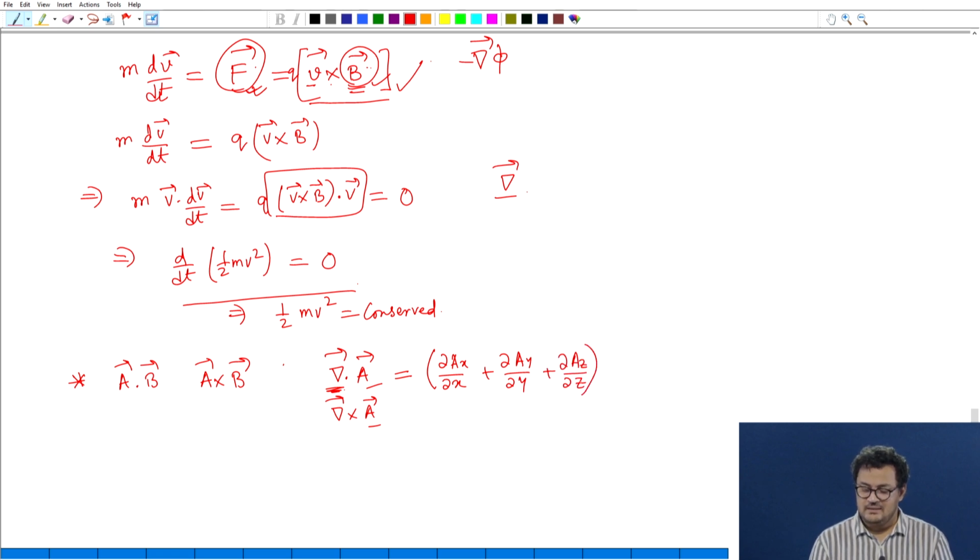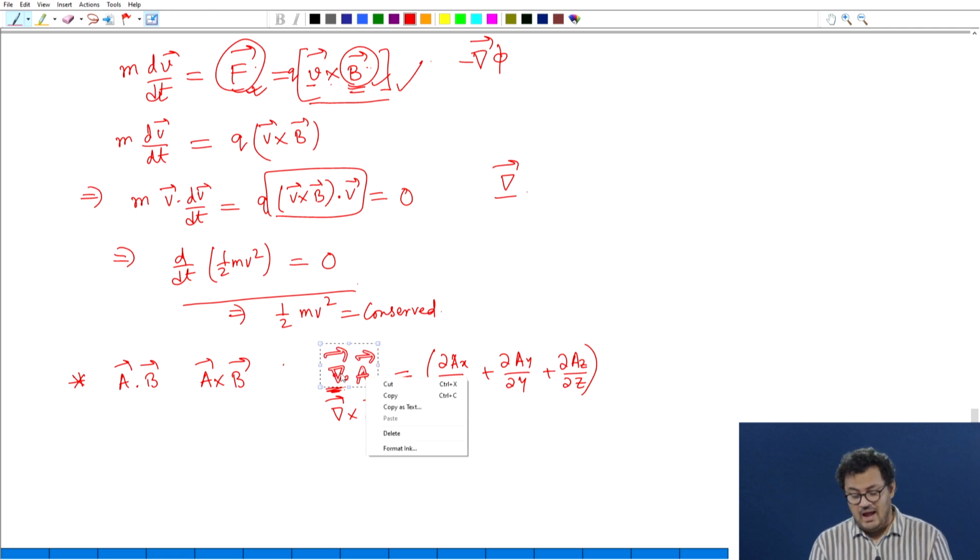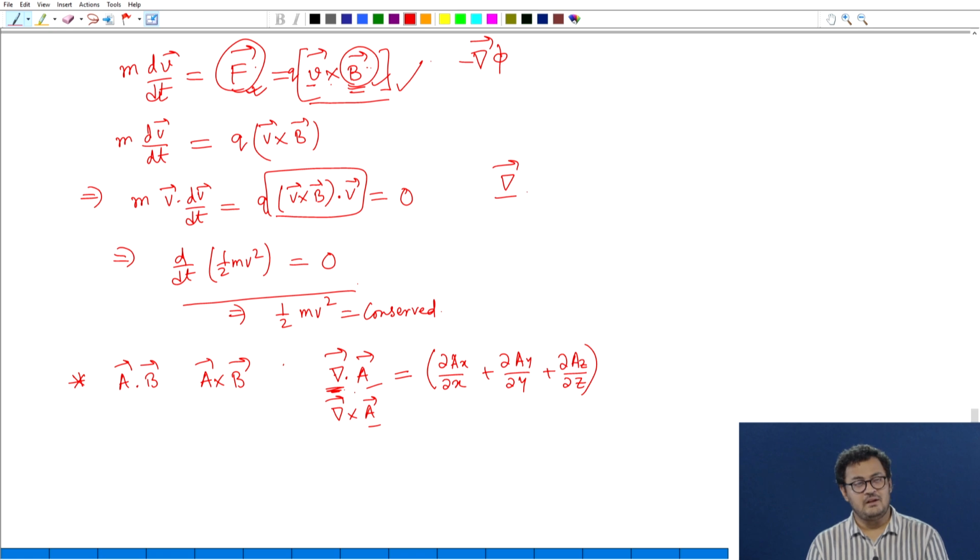That means the x component of the nabla operator contracts with the x component of A, the y component of the nabla operator contracts with the y component of A, and the z component of the nabla operator contracts with the z component of A. So, this is simply this, and this is a scalar.